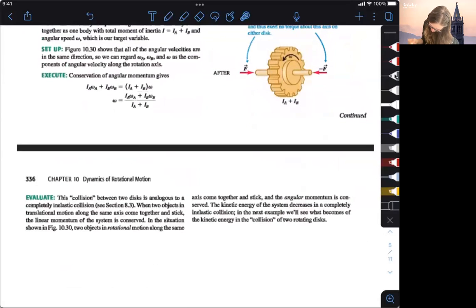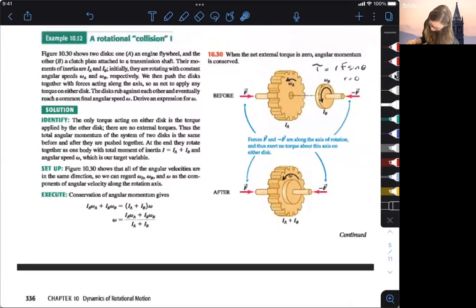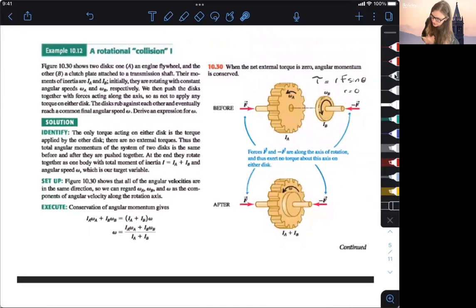So this collision is very similar to the completely inelastic collisions we've looked at before. We are conserving angular momentum. This is just describing the same thing that I just said here. So hopefully that one makes sense. I think this concept is going to be interesting to look at because we can use angular momentum in collisions. So I'm going to go ahead and stop this one and move on to the next problem.